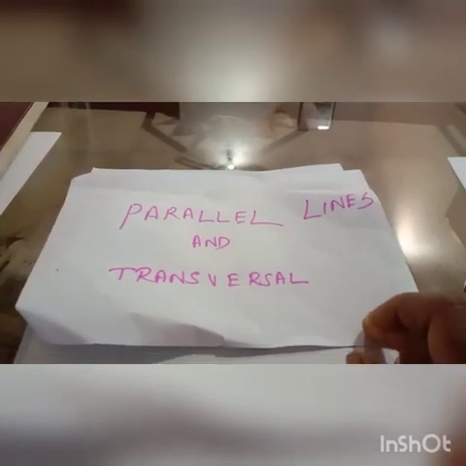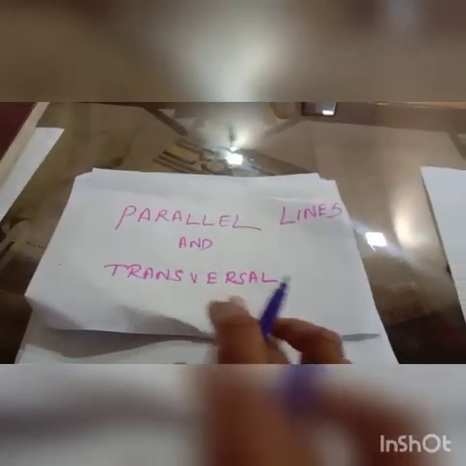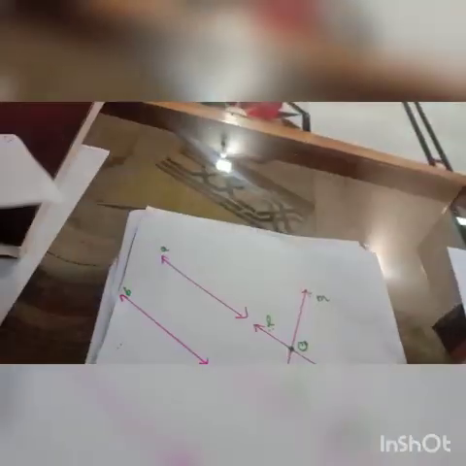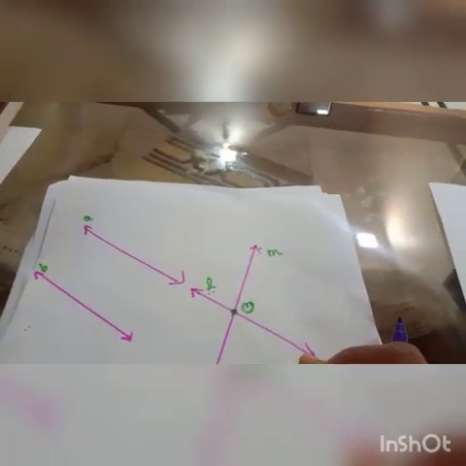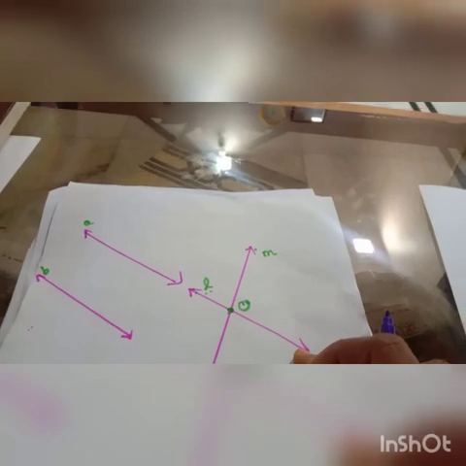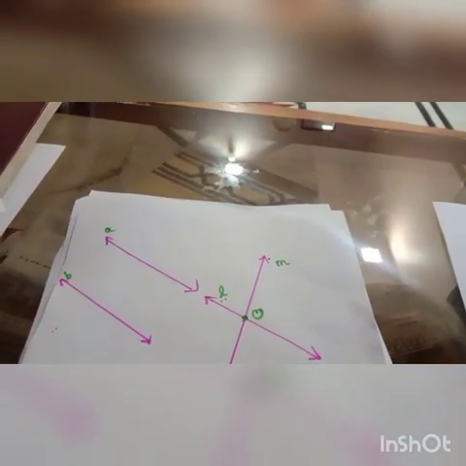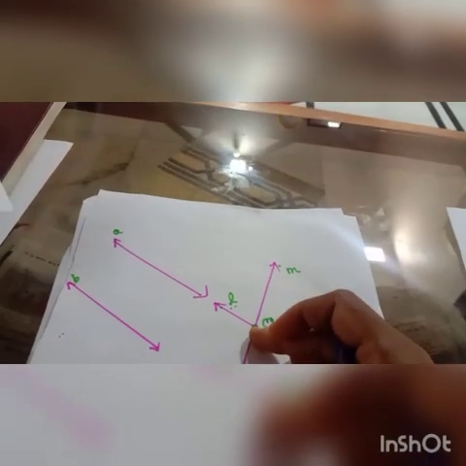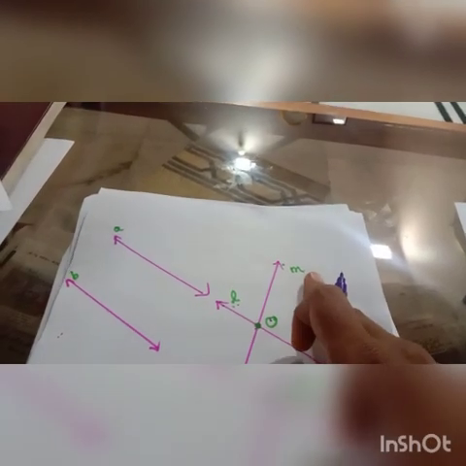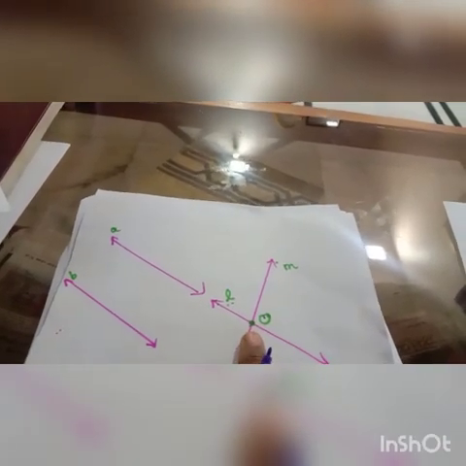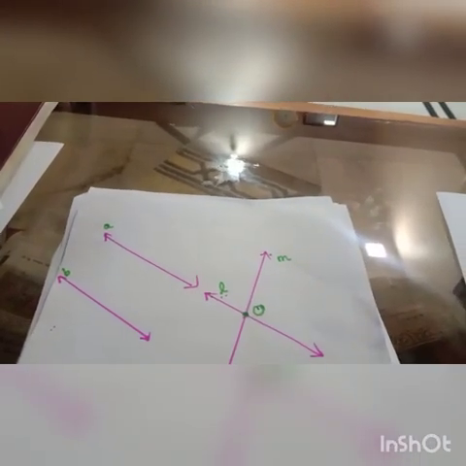Good morning students, today we are going to see about parallel lines and a transversal. Last year we studied intersecting lines. What can we say? Yes, intersecting lines. Intersecting lines means two lines intersect at one place. Here line L and line M intersect at one place O. Then it is called intersecting lines.